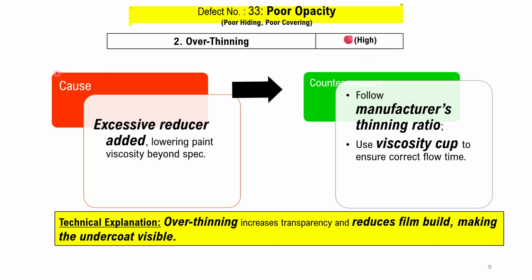The second important reason could be over-thinning, that is, excessive reducer added, lowering paint viscosity beyond specifications. As you know, over-thinning increases transparency and reduces film build, making the undercoat visible. Therefore, follow manufacturer's thinning ratio. Use viscosity cup to ensure correct flow time.